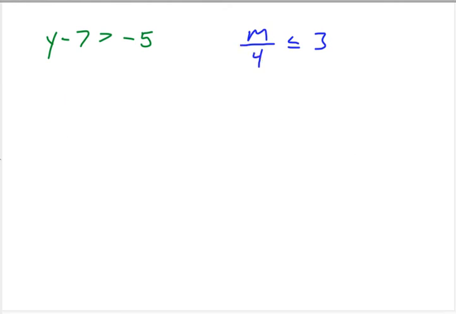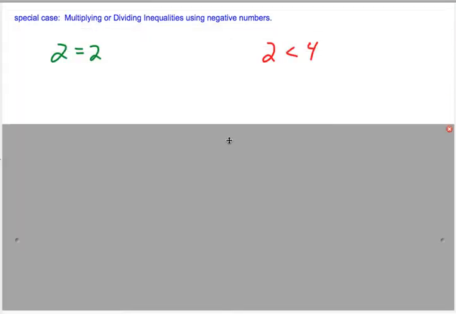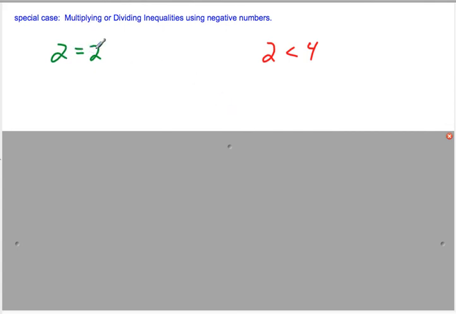Alright, let's move on here. So now there's a special case. So let me put a little shade up here for a minute. Imagine we have 2 equals 2. We all know this is a true statement. And we also know that if I multiply both sides by a negative number, I continue to have a true statement, because -2 is in fact equal to -2 as well. So I'm allowed to multiply both sides by a negative number.